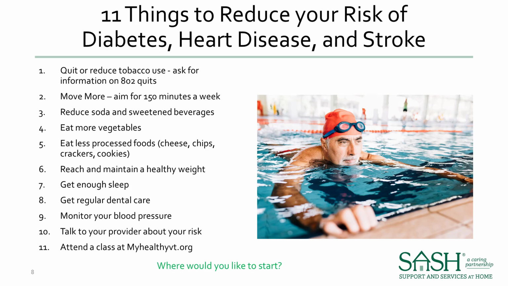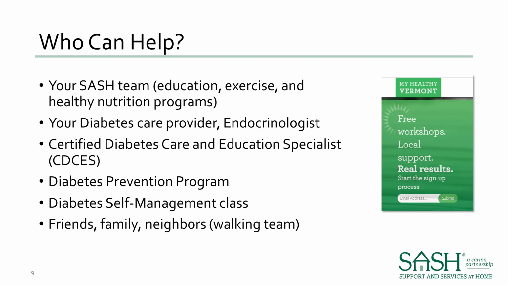So now that you have these 11 things that you know you can do to reduce your risk, perhaps you'd like to come up with a goal, somewhere you'd like to start. Who can help? Your SASH team. They can provide education. They might have exercise classes and healthy nutrition programs. Definitely speaking to your diabetes care provider. That may be your primary care provider, or perhaps you see an endocrinologist, a doctor that specializes in diabetes. Also, talking to a certified diabetes educator and care specialist who can really help you understand your lifestyle and make healthy changes to reduce your risks.